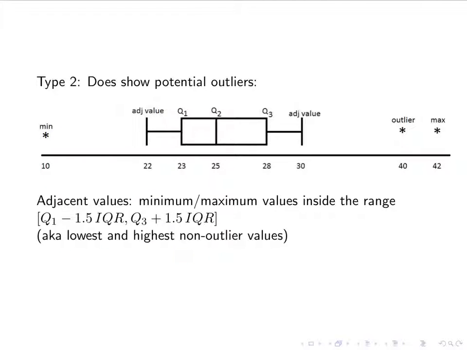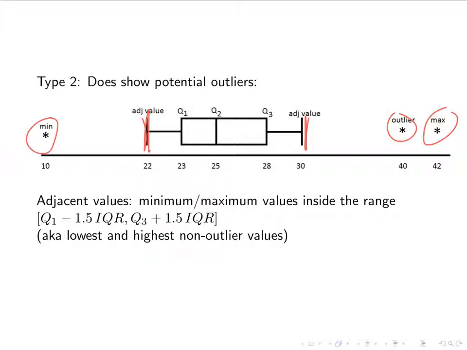So that's Q1 minus 1.5 IQR to Q3 plus 1.5 IQR. So they're basically the lowest and highest non-outlier values. So in this case, the minimum non-outlier is 22, the maximum non-outlier is 30. If there are points outside of these, if there are potential outliers, then they're generally shown with an asterisk. So we've got one here, that's the minimum, which happens to be a potential outlier. The maximum also happens to be a potential outlier.